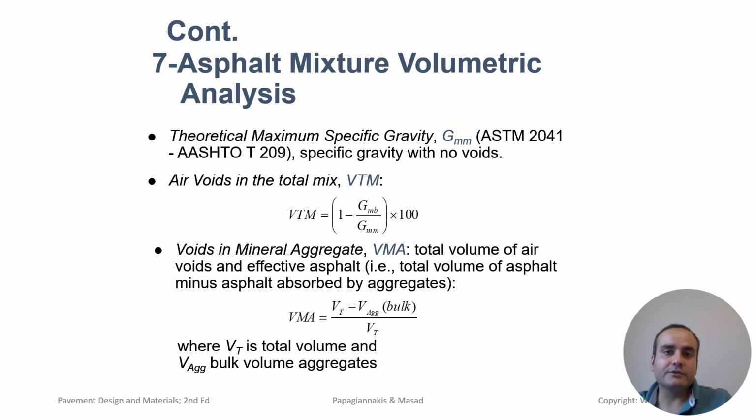Typical target values for air voids in asphalt mix are around 4% for dense graded mixes, though this can vary based on the specific applications or local standards. If air voids are too low, or in other words, the mixture is overcompacted, there is insufficient space for expansion, leading to bleeding and rutting.